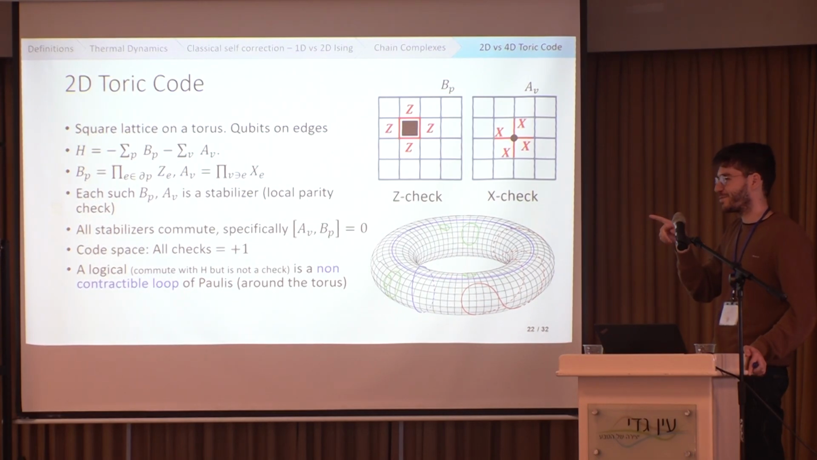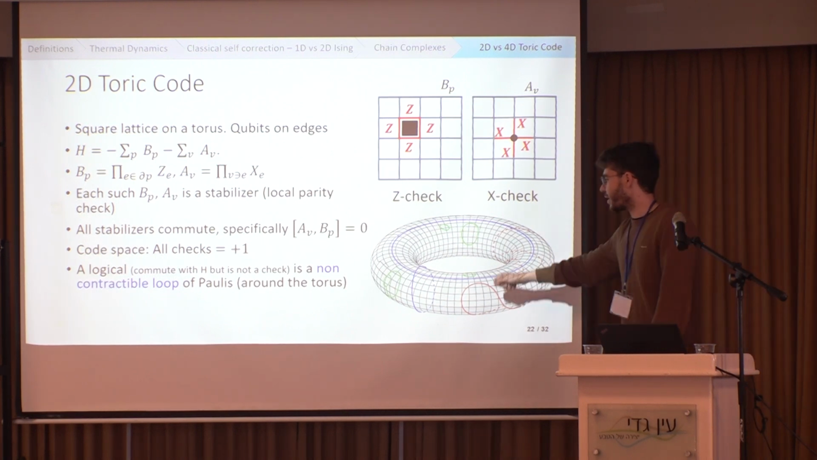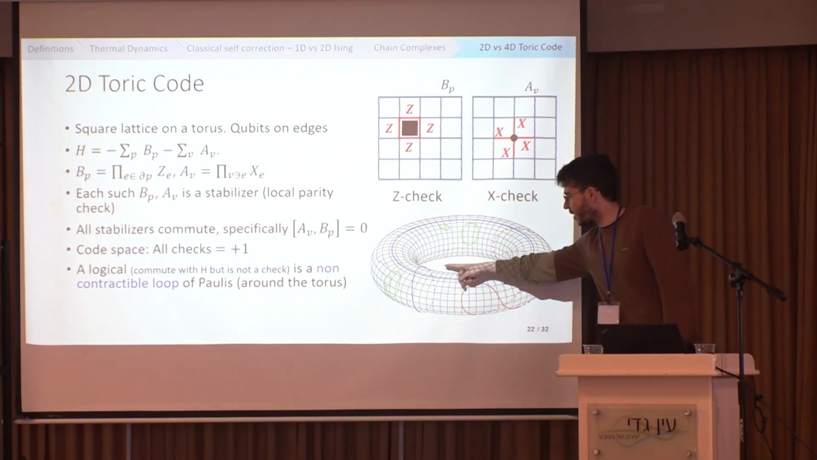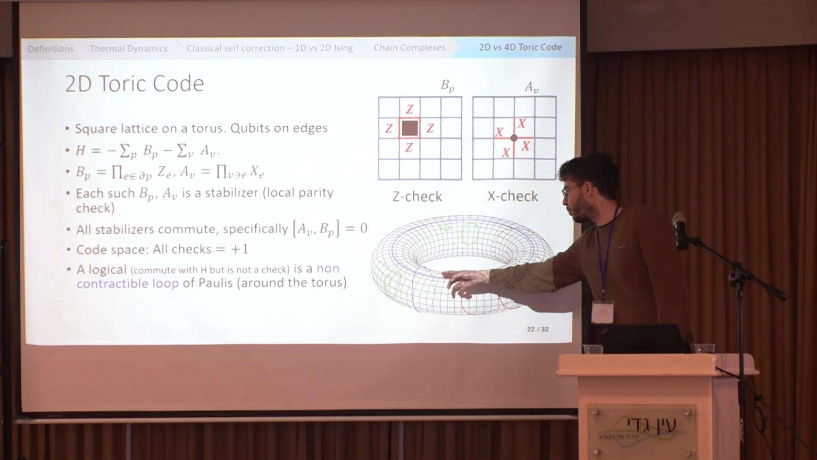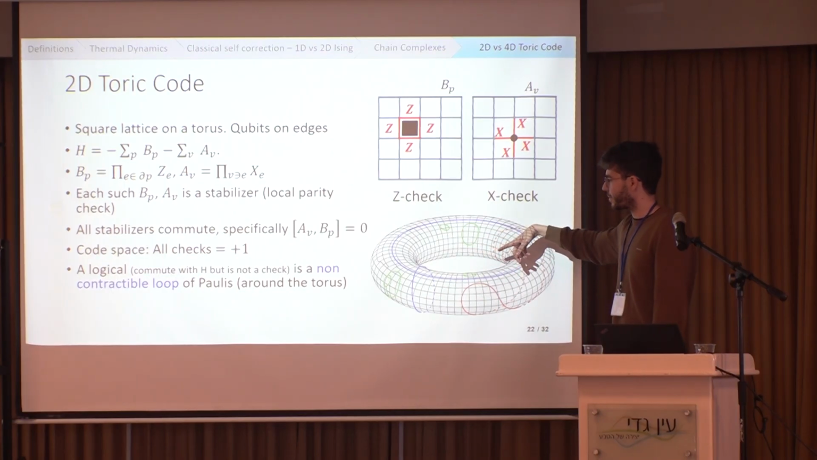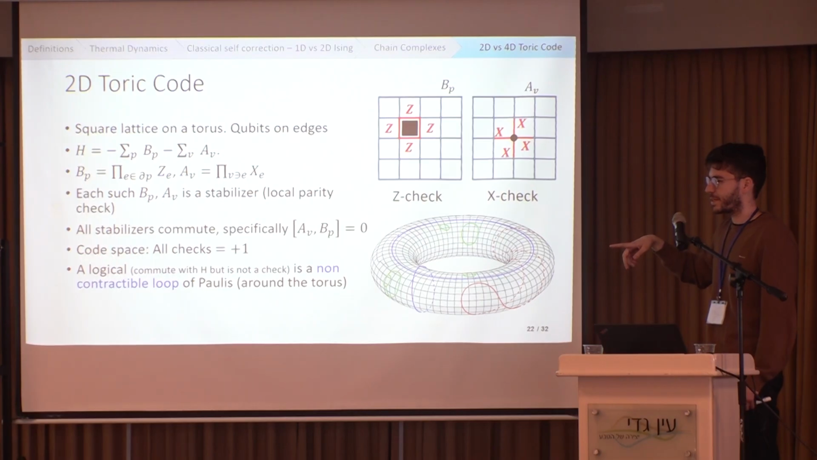I don't think it's clear enough to read. No, it's not clear enough. Can you say it again? So a logical operator of X or Z would be a string of Pauli operators that goes around the torus, as in a non-contractible loop, like this blue string. I still don't think it's clear.